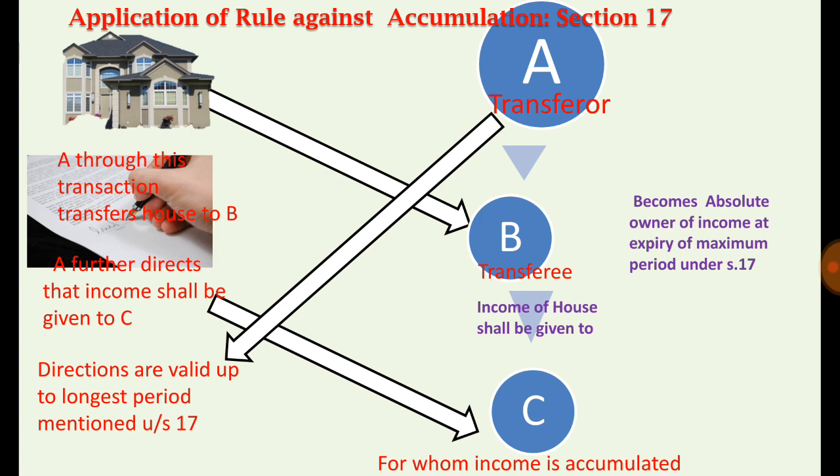The basic object of section 17 is to prevent the accumulation of income for an indefinite period, and it helps the transferee to enjoy the property along with its income after expiry of that period.